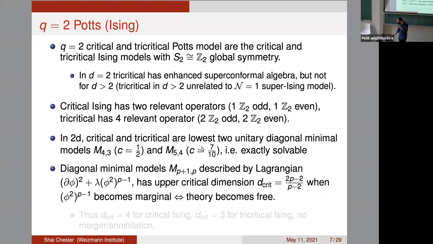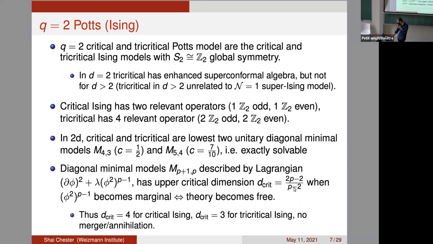In fact, there is a general family of diagonal minimal models, which I label by M(P+1, P), which are described by a Lagrangian with just this interaction of phi to the 2(p-1). And so based on this full Landau-Ginzburg description, you immediately know that the upper critical dimension is simply when this phi to the 2(p-1) operator becomes marginal. So in particular, the upper critical dimension is (2p-2)/(p-2).